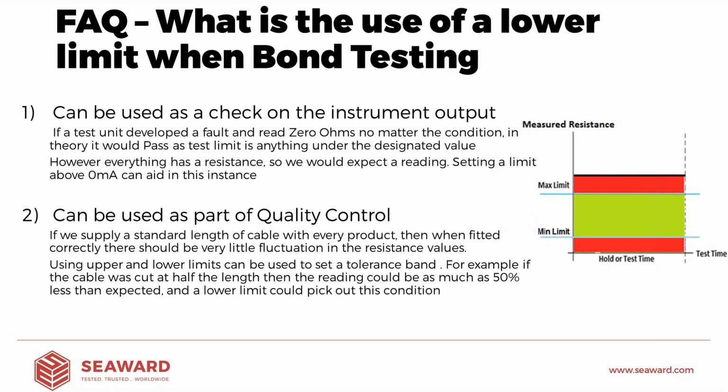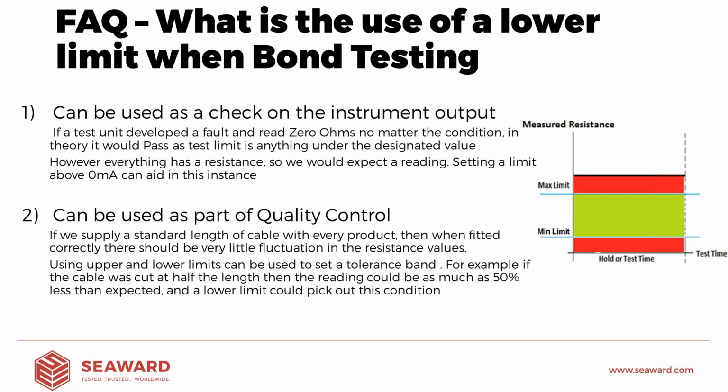We often get asked, because most modern equipment will have a capability to add a lower limit when we're doing any kind of testing. And the question often is, well, why would I want to use a lower limit? Actually, there are two reasons you may want to do that. Firstly, it can be used as a check of the instrument output.